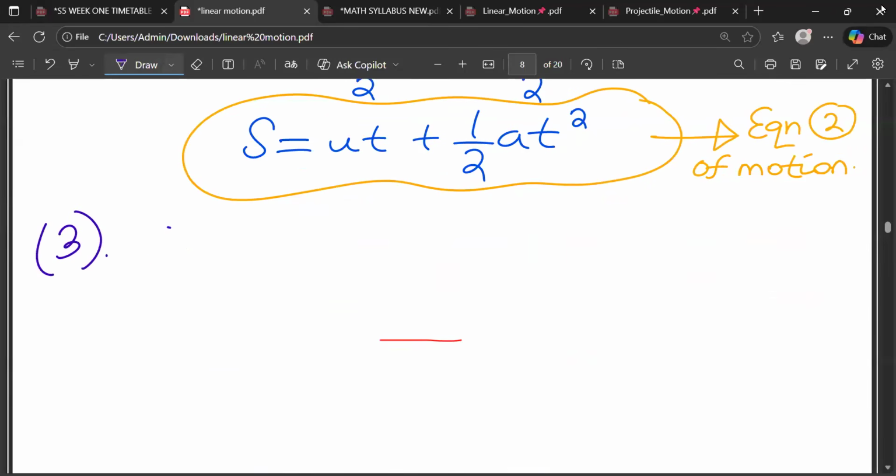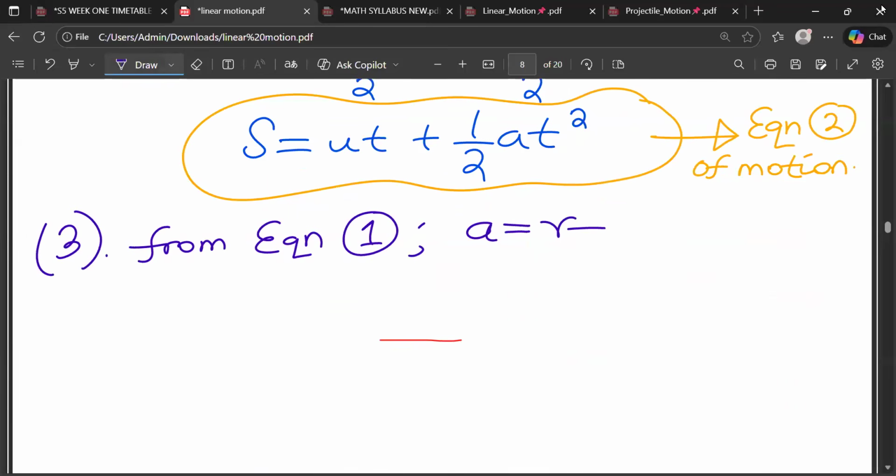So the third, I would say from equation 1, you know a is equal to (v minus u) over t. Okay, it's like that, equation 1. So I want us to make t the subject, yeah? These ones can switch positions if you know math well.